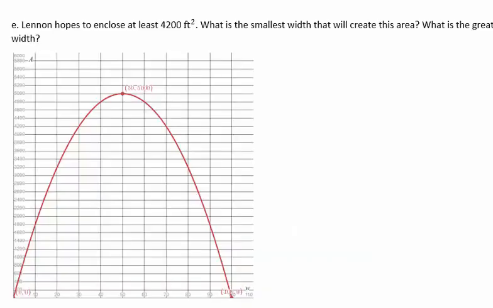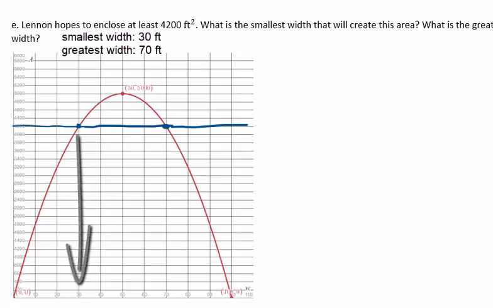Lennon hopes to enclose at least 4,200 square feet. What is the smallest width that will create this area, and then what is the greatest width? Looking at our graph a little bit more closely, locating where the area is equal to 4,200, and that occurs when the width is 30 feet or 70 feet.